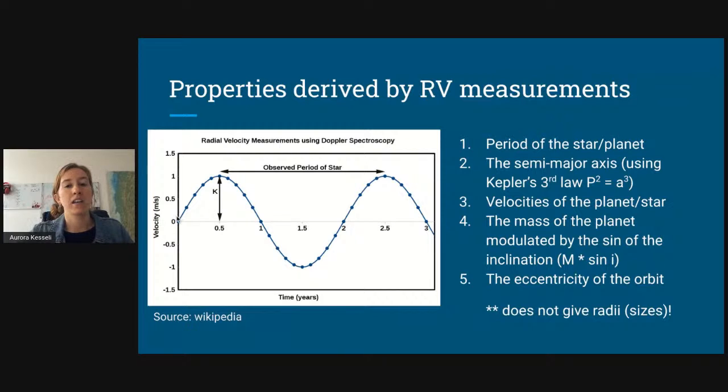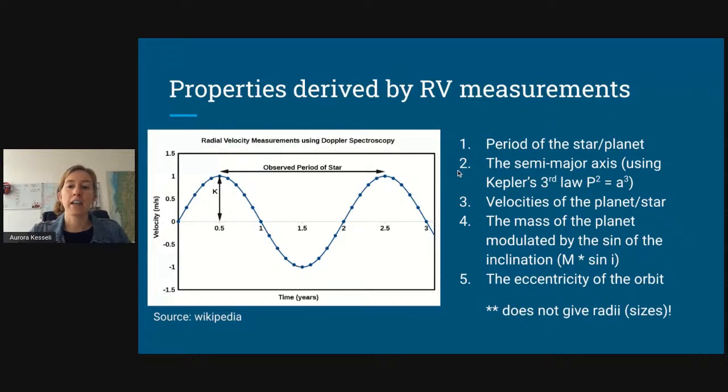When the host star is at its maximum, and then goes through the minimum and then back to the maximum, that is one orbit. So the star has gone through one orbit, and that is the period of the planet as well. The star and the planet are always opposite each other in the center of mass. And so this maximum to maximum tells you the period of the planet.